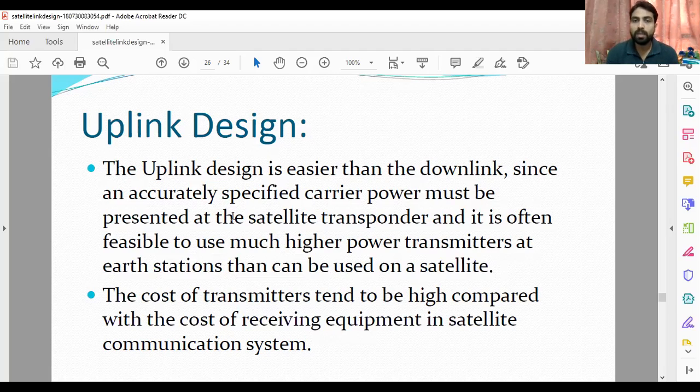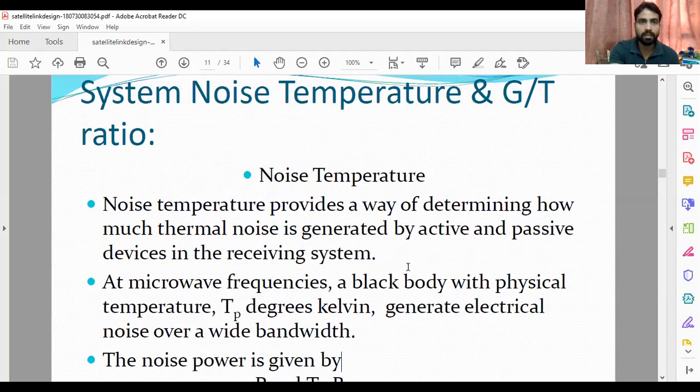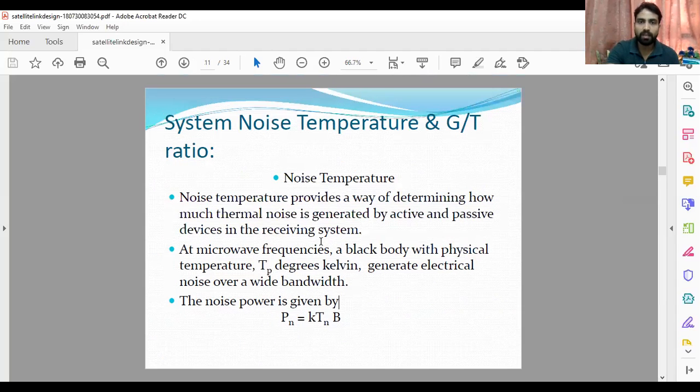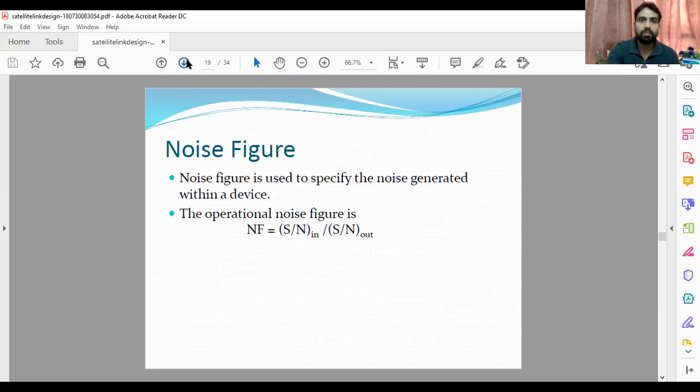The cost of the transmitter tends to be high compared with the cost of receiving equipment in satellite communication. So if we are talking about the transmitter, its cost is high compared with the cost of receiving equipment. The receivers at the satellite surely have a high cost, and we definitely have a low cost. This is exactly the difference. So I talk about uplink and downlink design, and between uplink and downlink design we have a big difference, and we have to go for this. So coming on to this one.